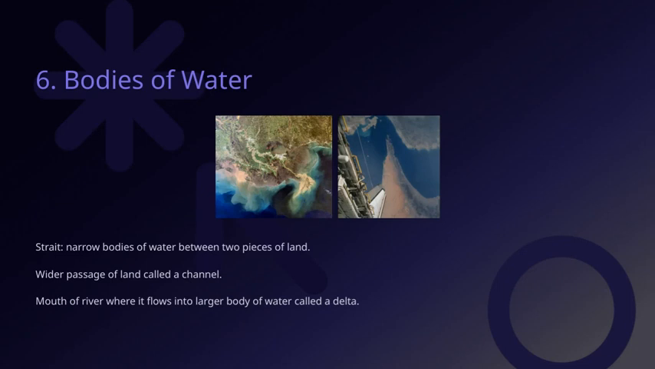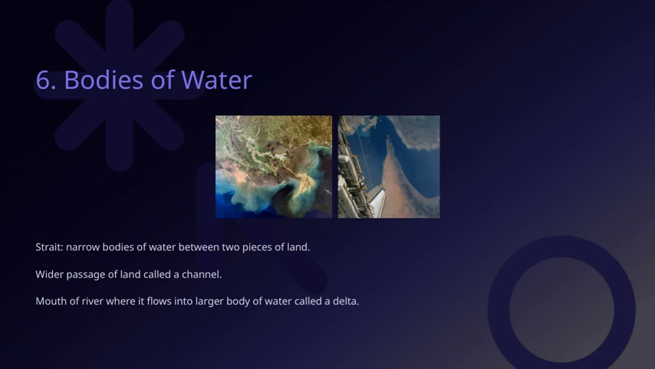Now let's take a closer look at some important features of bodies of water. First, we have the mouth of a river, which is the point where the river flows into a larger body of water. Often, this area forms what we call a delta, where the river deposits sediment, creating a rich and fertile land. Next, there's a wider passage of land known as a channel. This is typically a navigable route for ships and boats, connecting larger bodies of water.